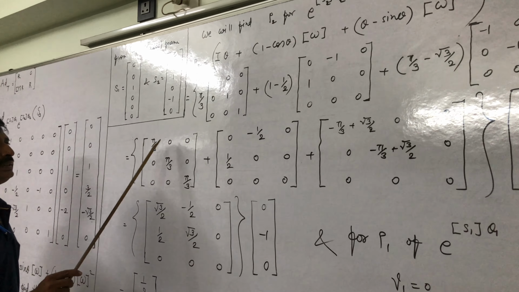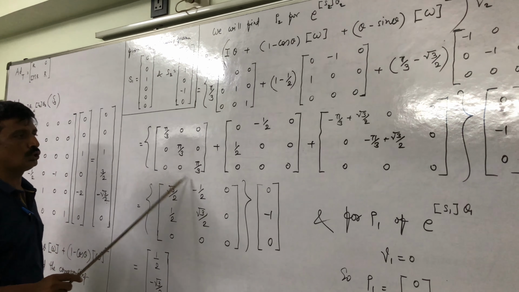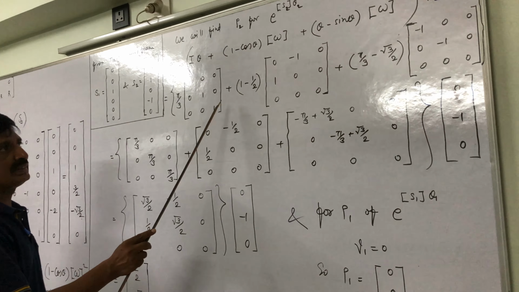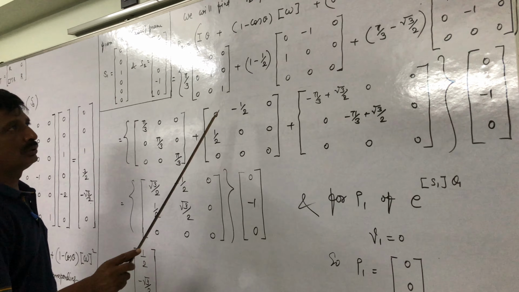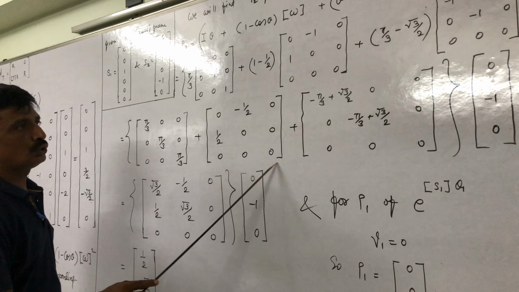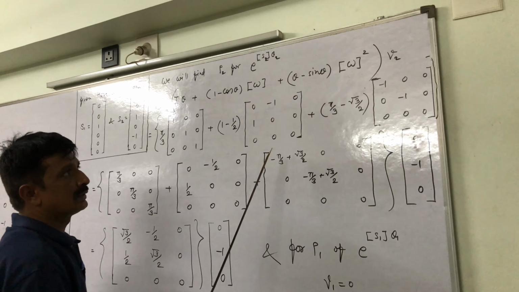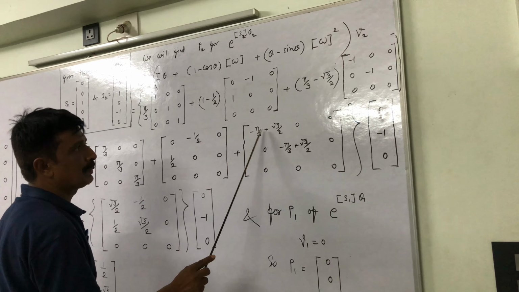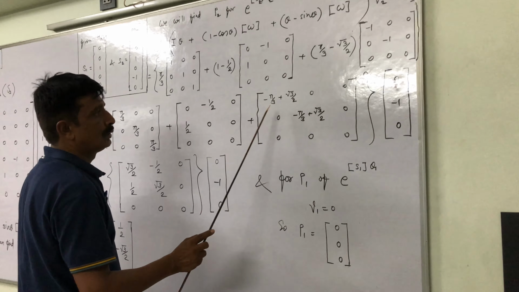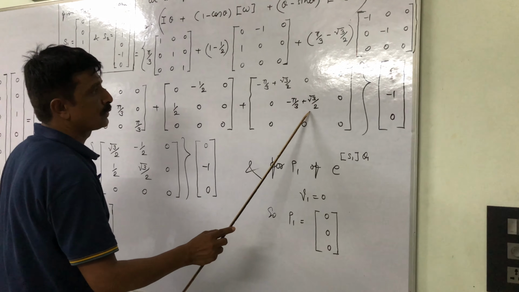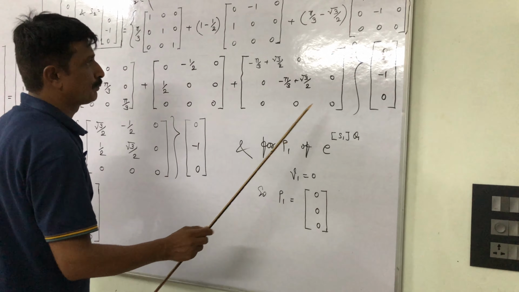The first term is pi by 3 0 0, 0 pi by 3 0, 0 0 pi by 3. This one is 1 minus half, which is half, so 0 minus half 0, half 0 0, 0 0 0. And this one has a minus sign, so minus pi by 3 plus root 3 by 2, 0 0, 0 minus pi by 3 plus root 3 by 2, 0 0 0 0.